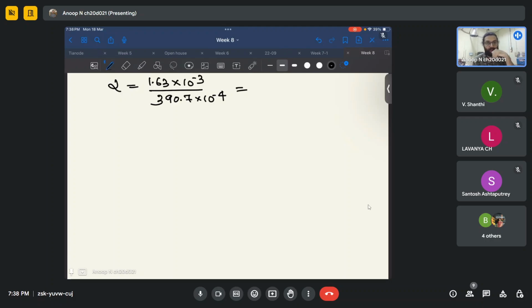What will be the value of alpha? Yeah, I got it. 0.0417. Now we can calculate K alpha.